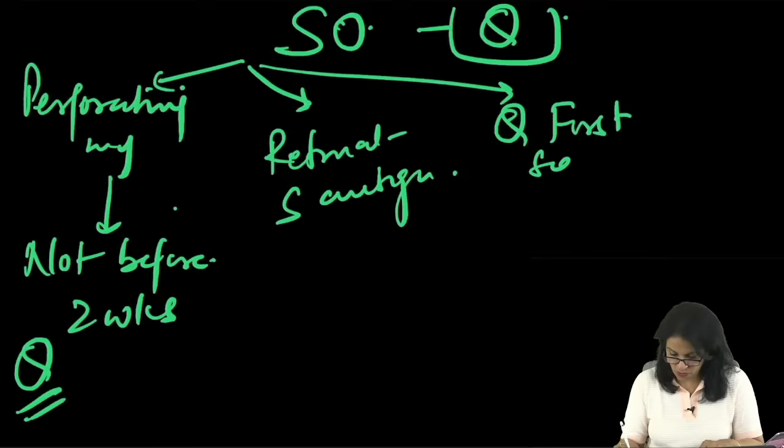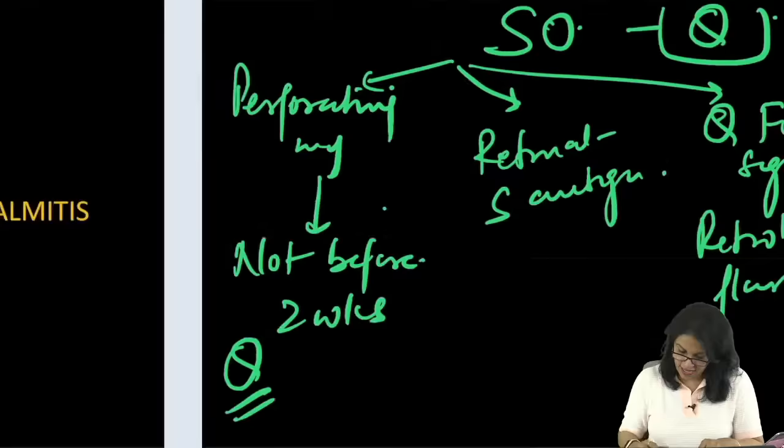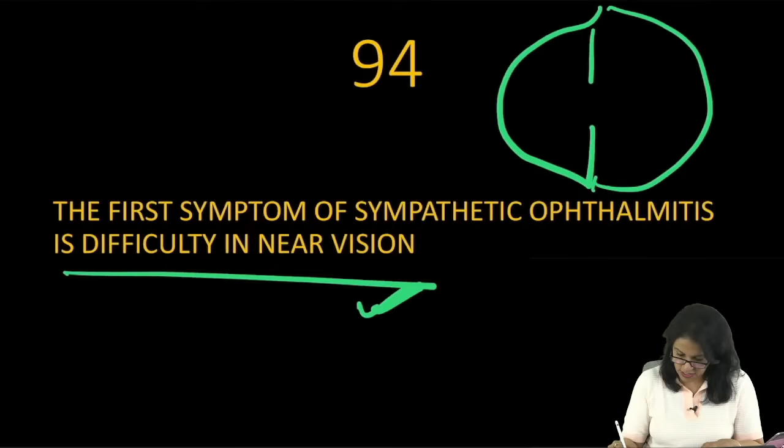I just told you, the first symptom is decreased vision. Why? Think with me. You will never forget. If the first sign is here, look at the diagram. It is here. Retrolental means behind the lens.